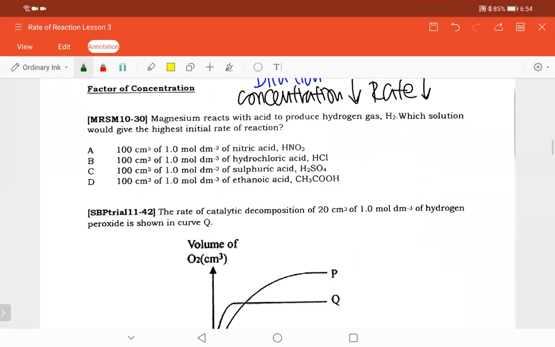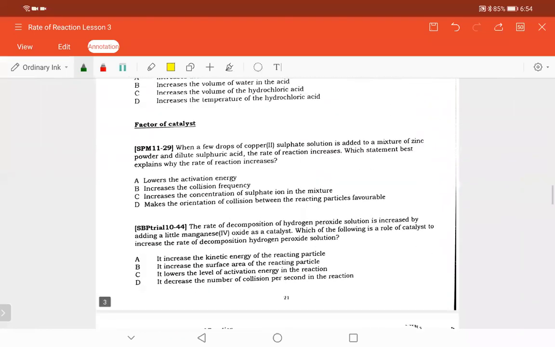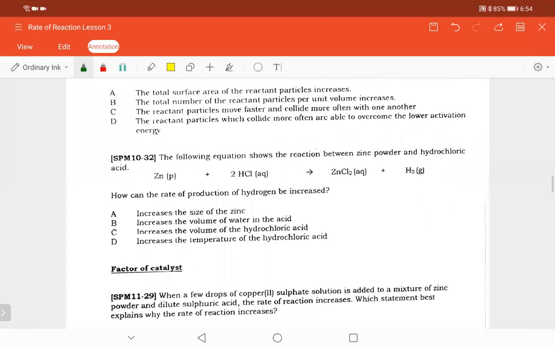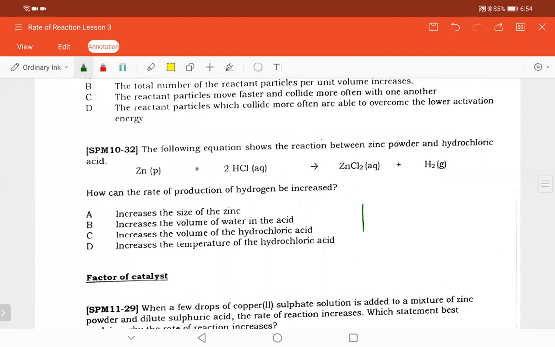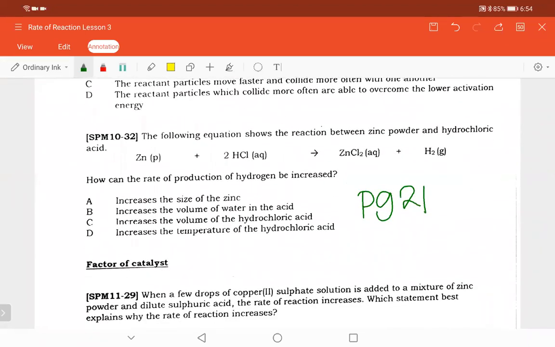All right, great, very good. Okay, so let's try a few more questions together. Let's turn to page 21. Page 21, look at the third question. This is SPM 2010. This is the real SPM past year question.